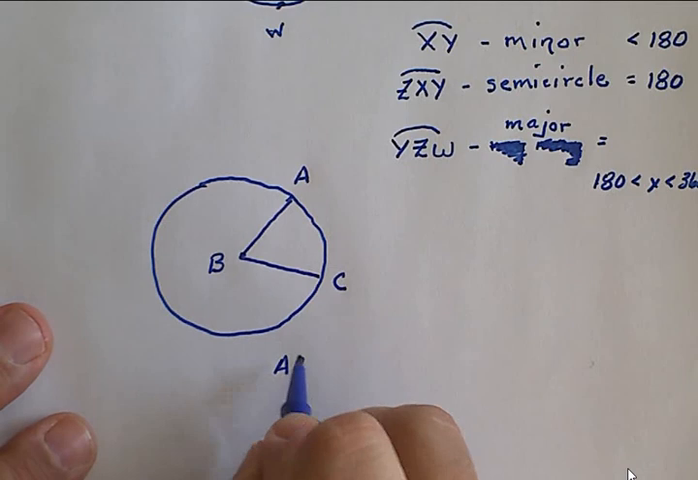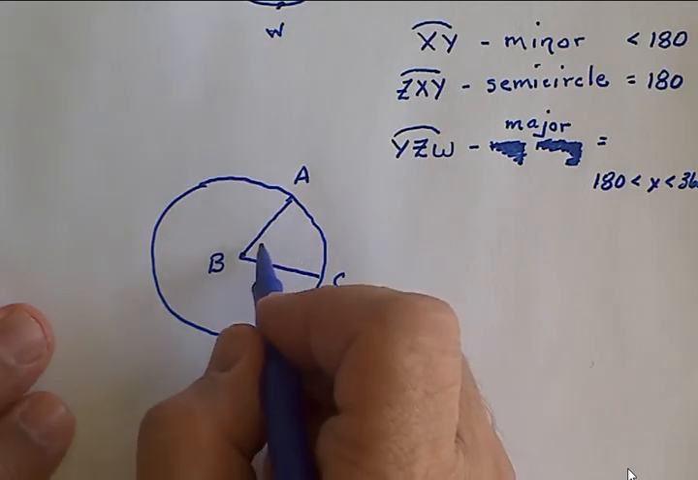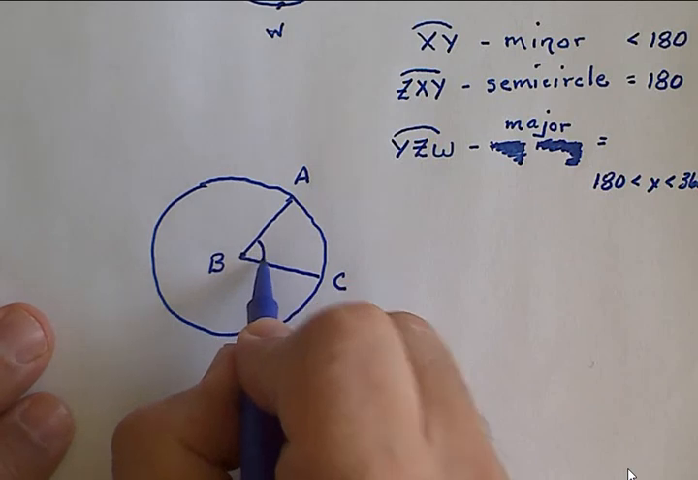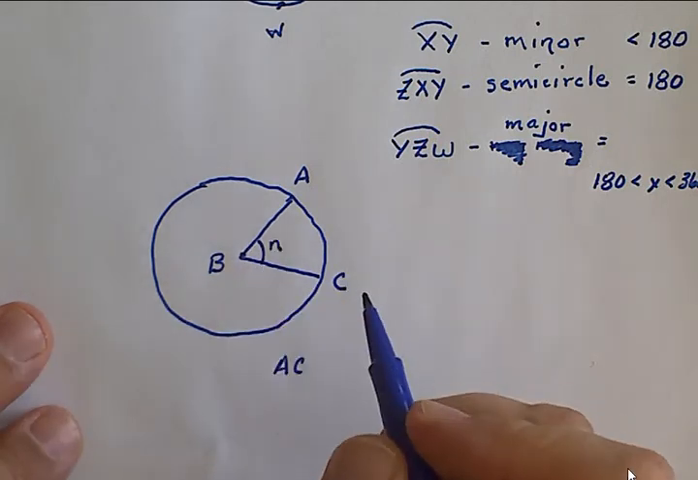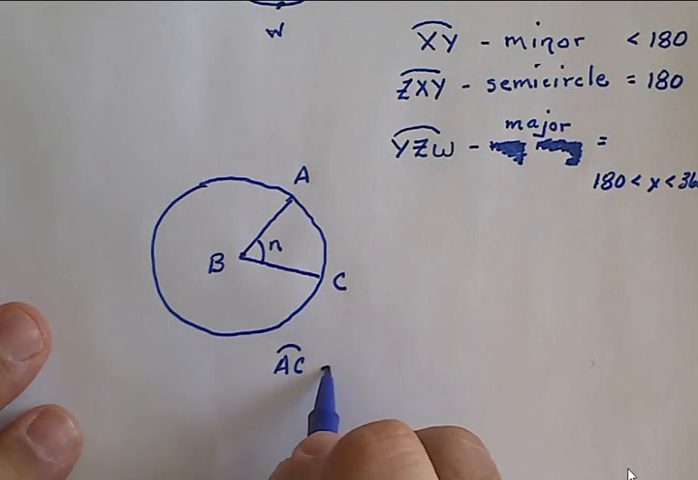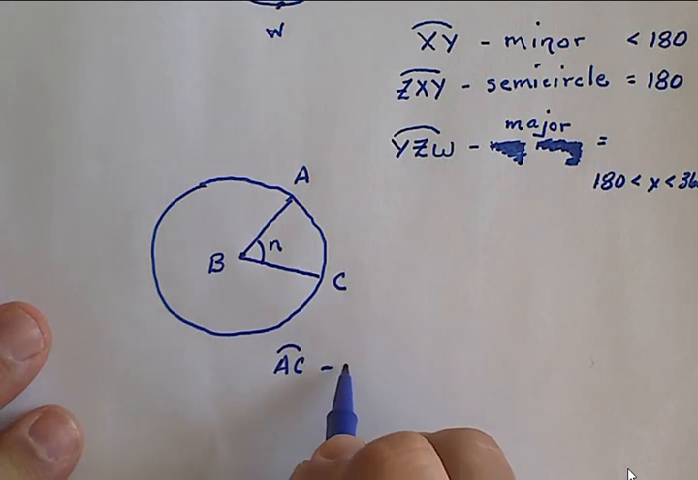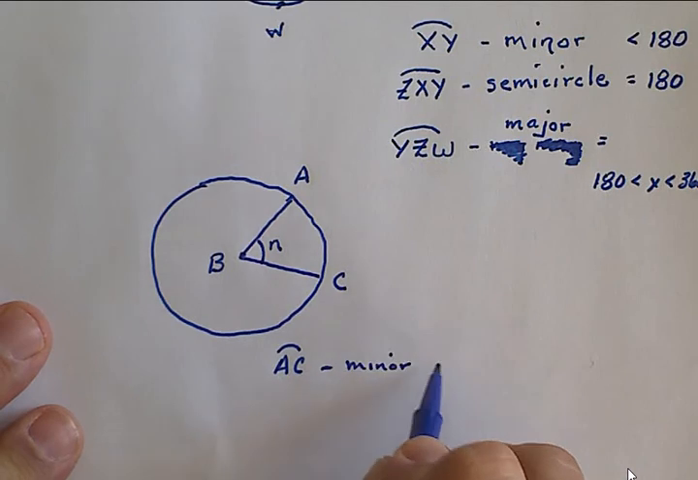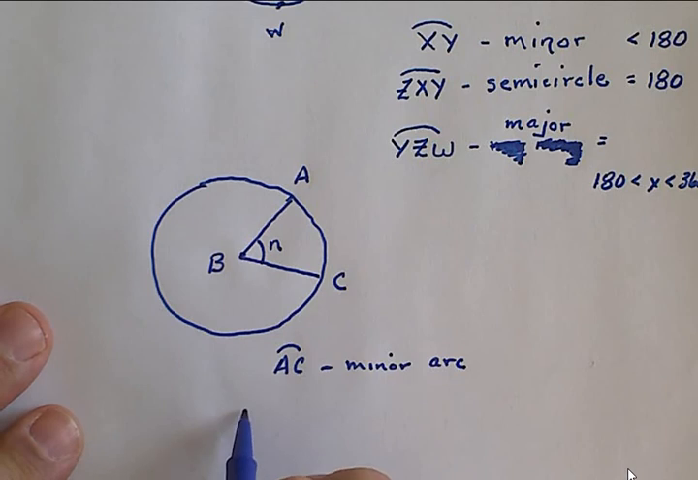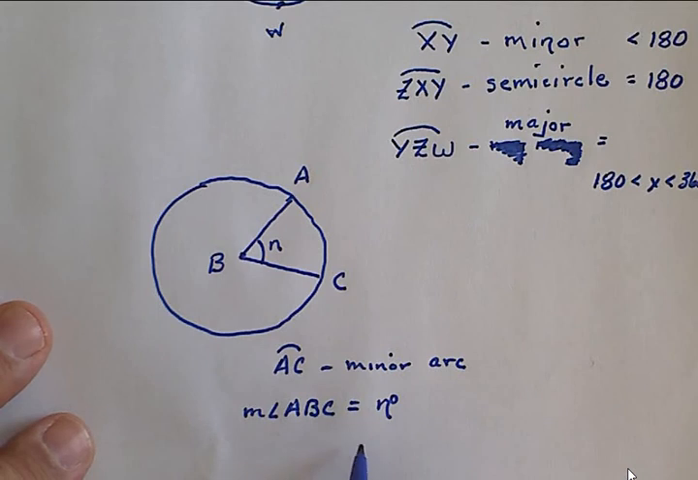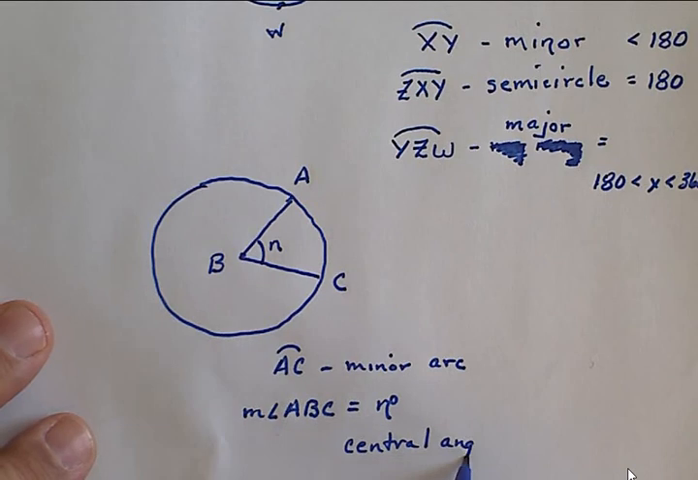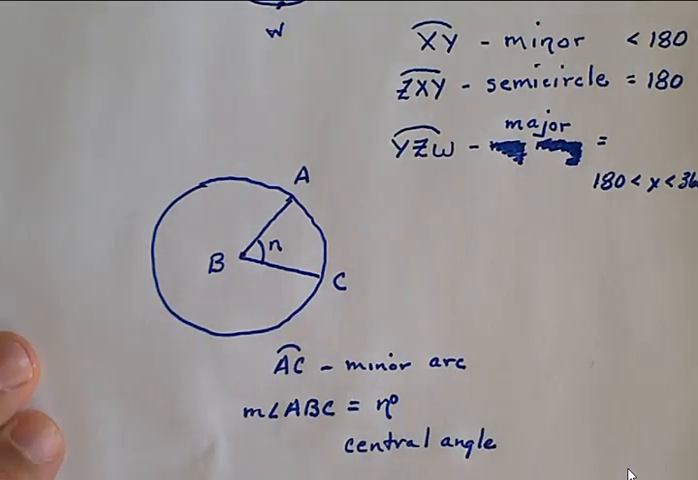But look at where the 2 radii intersect here. That value N, if I call it N, is called a central angle. So that would be the measure of angle ABC equals N degrees. Now that is a central angle, and the reason we call it a central angle is because the vertex of the angle is at the center.